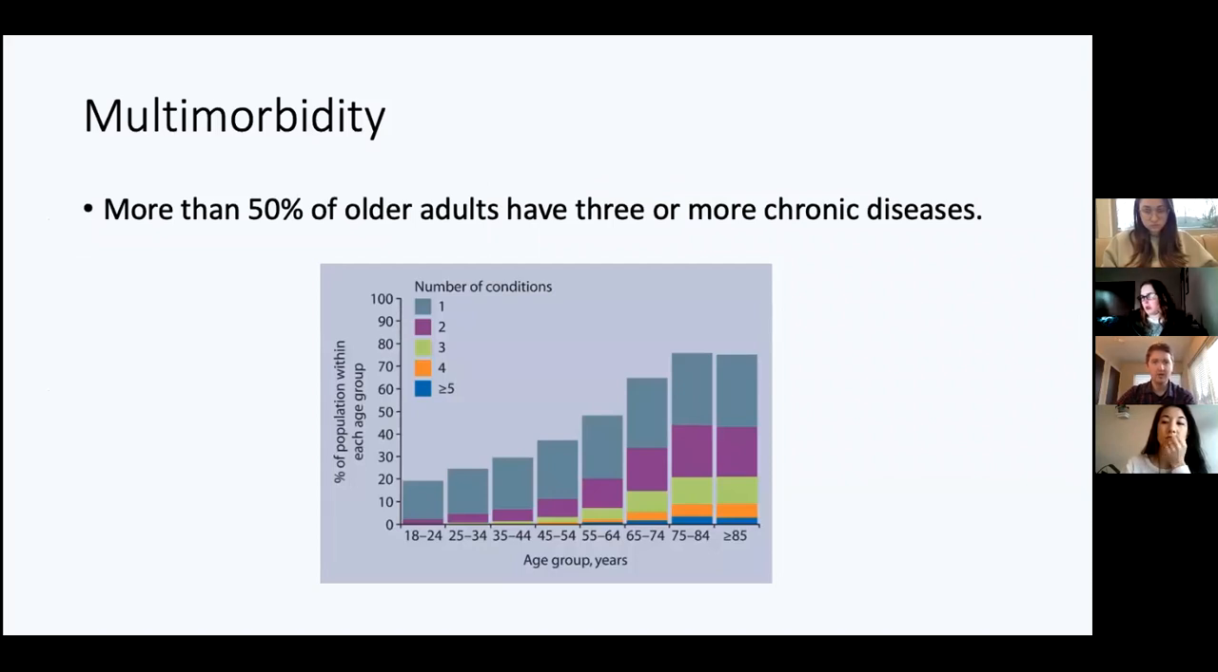Why do we care? Well, it's really, really common. More than 50% of older adults have 3 or more chronic diseases. This increases over time. And underserved populations tend to have higher burdens of multimorbidity as well. It affects every aspect of our practice.